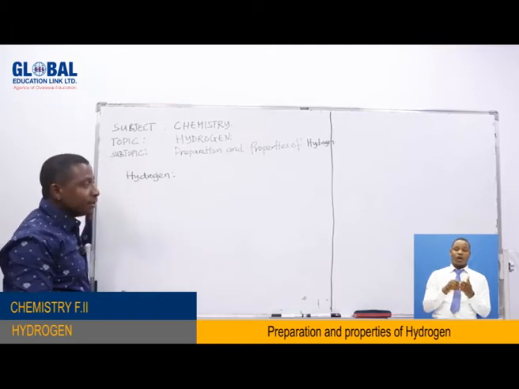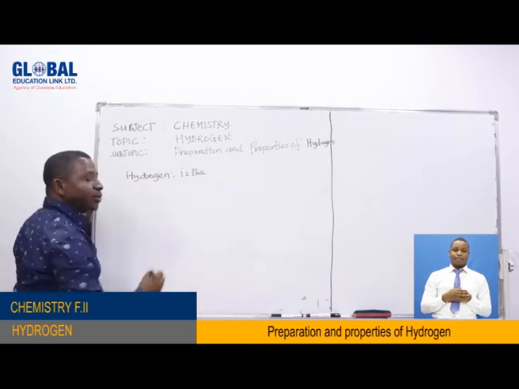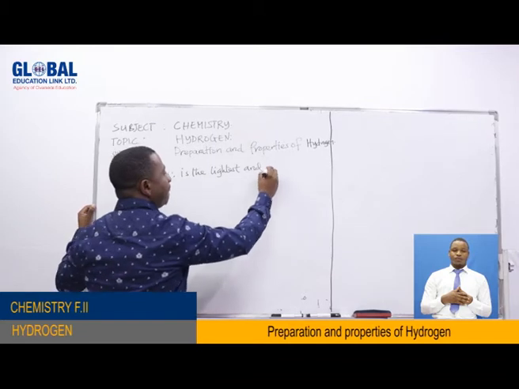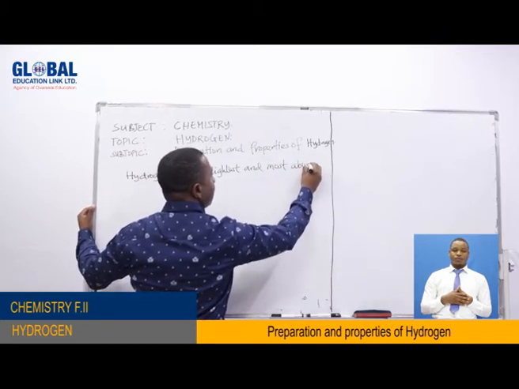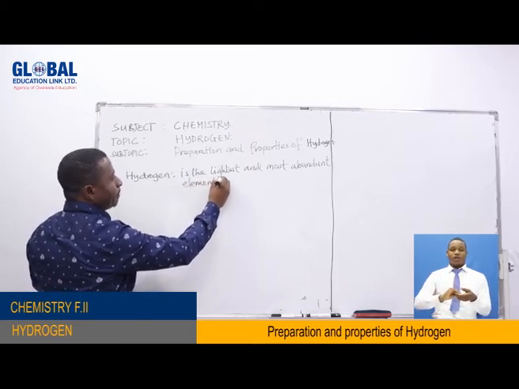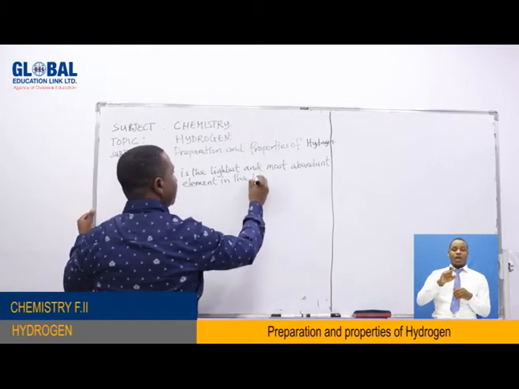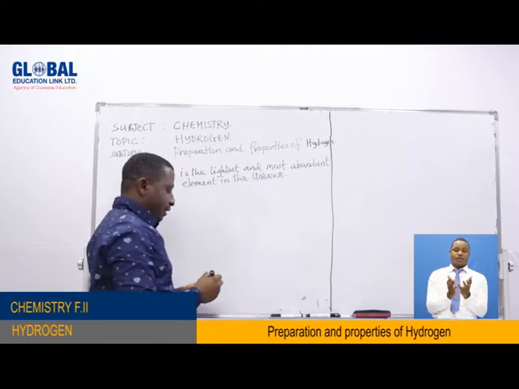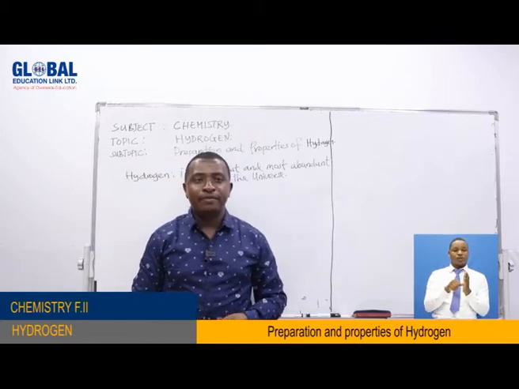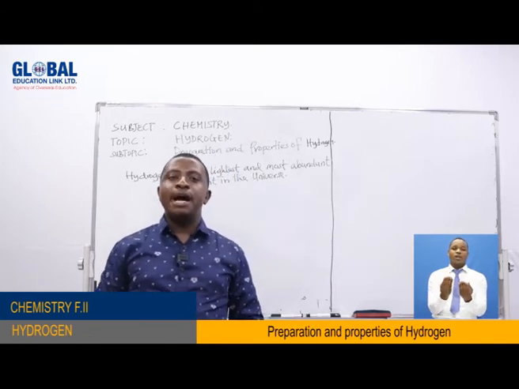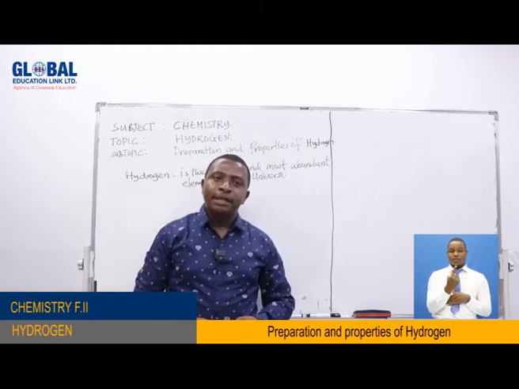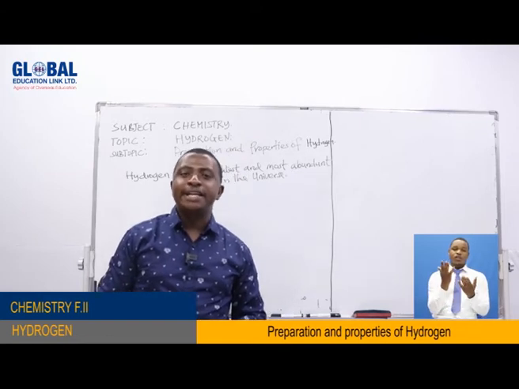Dear student, hydrogen is the lightest and the most abundant element in the universe. So, dear student, you should be aware that hydrogen is the lightest and the most abundant element in the universe. Hydrogen is said to be less dense than air, or hydrogen is lighter than air.